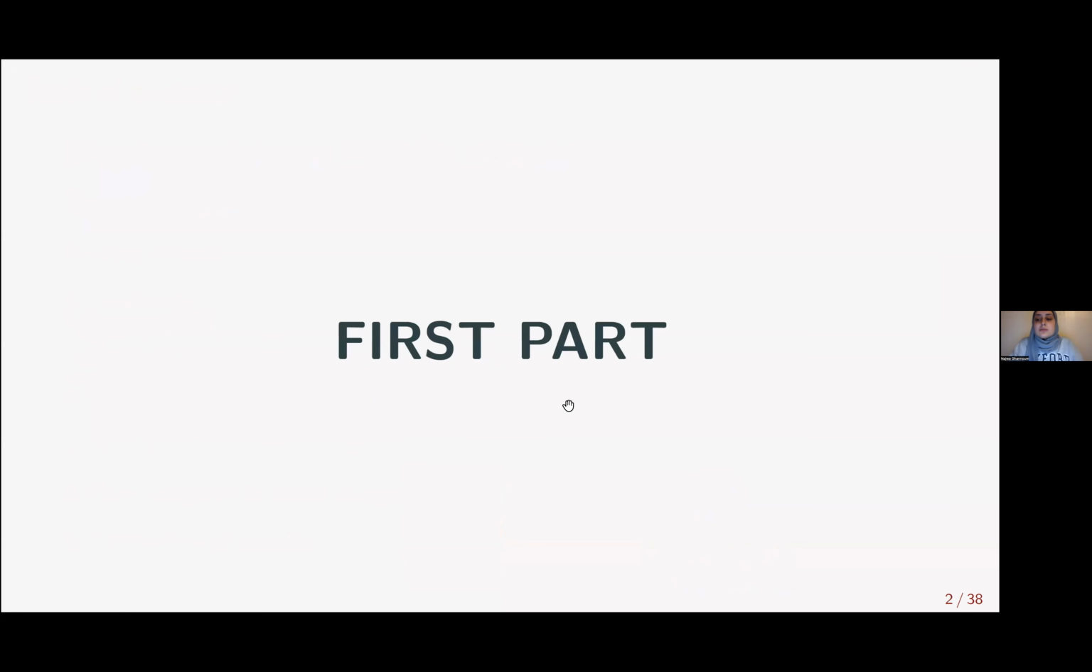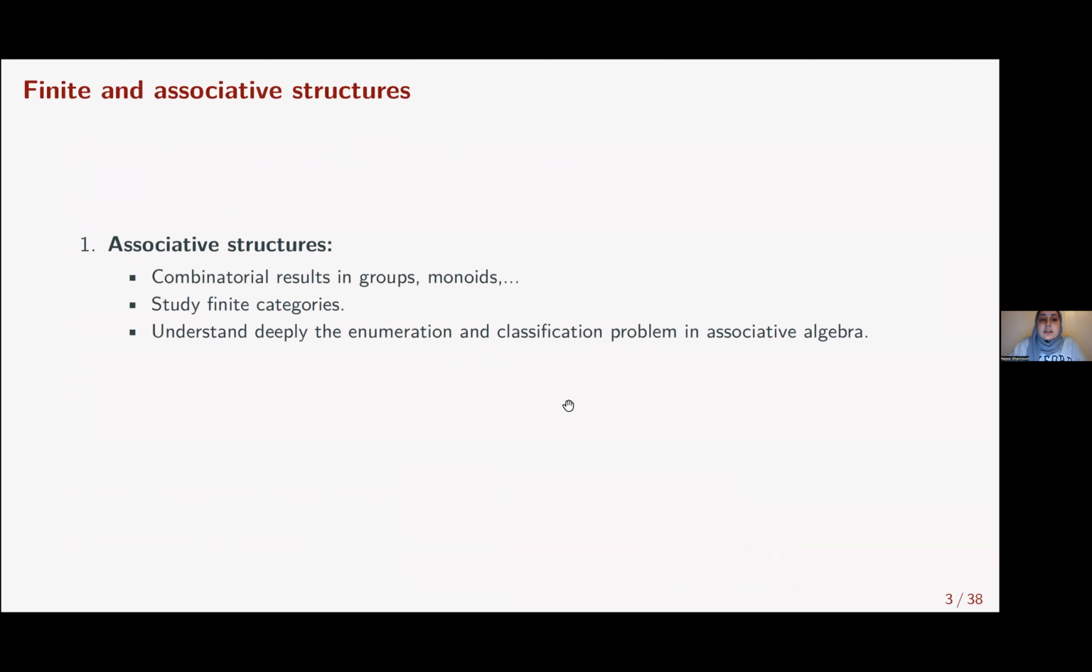So what we do is study a combinatorial algebra problem with the contribution of associative structures, because it's very normal when studying various types of groups and semigroups to try to solve the problem of how many of each type exist. And we have seen many combinatorial results in groups and monoids, and this will help us study finite categories. And since finite categories are associative structures, this will deepen our understanding of the enumeration and classification problem in associative algebra in general.